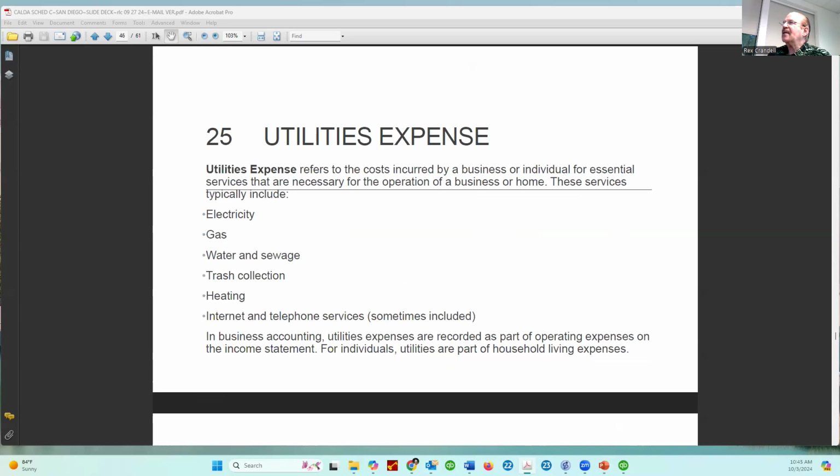The next line item is utility expenses. This is self-explanatory. It refers to the cost incurred by a business or individual for essential services that are necessary for the operation of the business. Electricity, gas, water, trash, heating, internet, telephone. In business accounting, utility expenses are recorded as part of the operating expenses on the income statement. For individuals, utilities are part of household living expenses and not deductible.